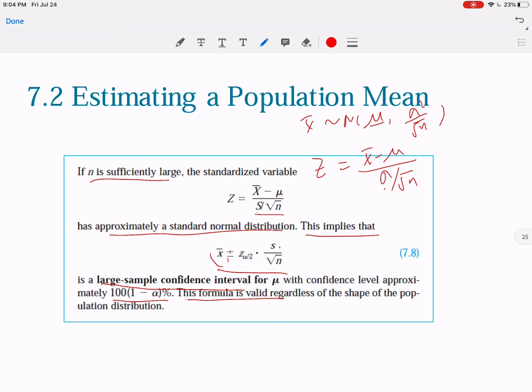So basically, if n is sufficiently large, we don't have to worry about the distribution of the population. We can just go ahead and apply this formula. Once n is large enough and the data is given, we can calculate x bar and the sample standard deviation. If the level of confidence is given, we can find alpha, and then z sub half alpha. Once we get all of those numbers, we plug them back in and we get the confidence interval for the population mean, mu.